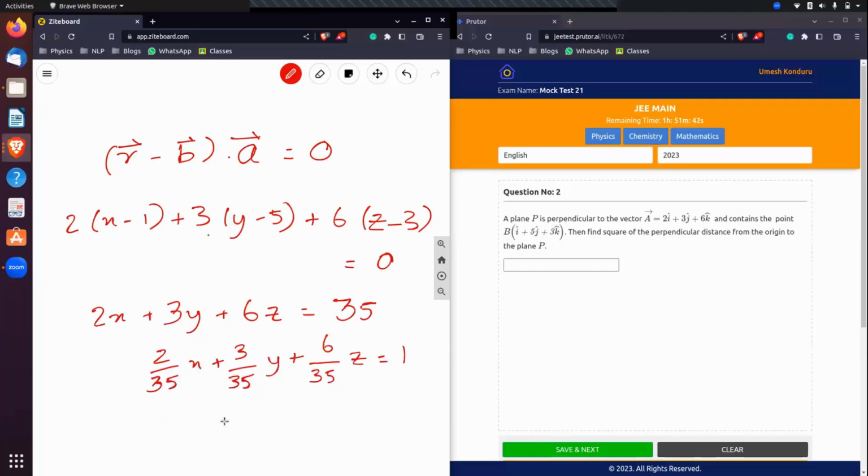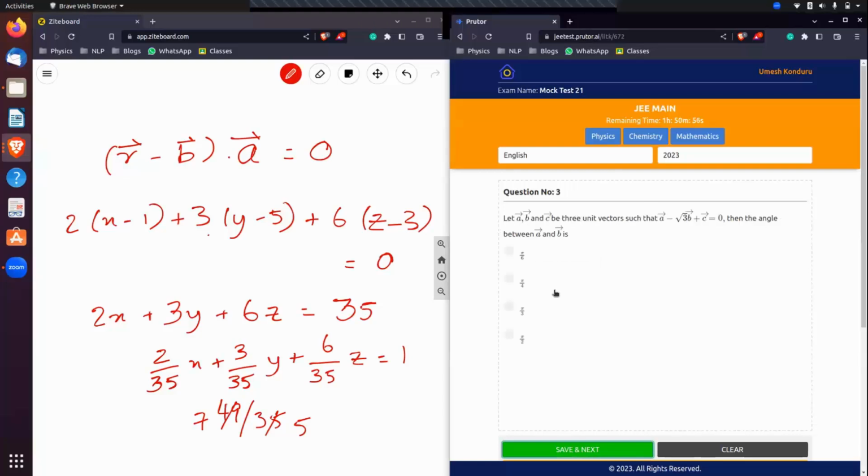So now the distance is just the root of the sum of squares of these coefficients. So we want to find the square of the distance. That will be 2 square plus 3 square plus 6 square, 36 plus 13, 49 by 35, 7 by 5, say that 1.4.